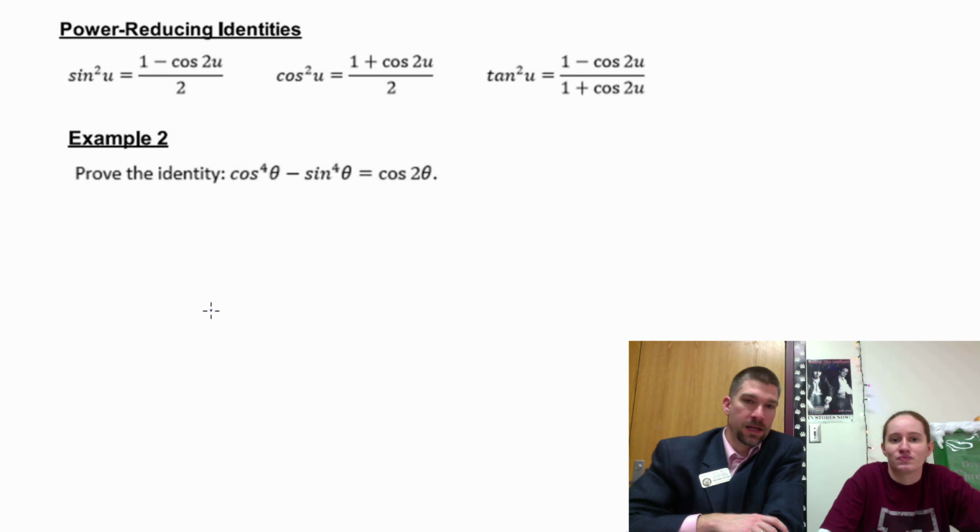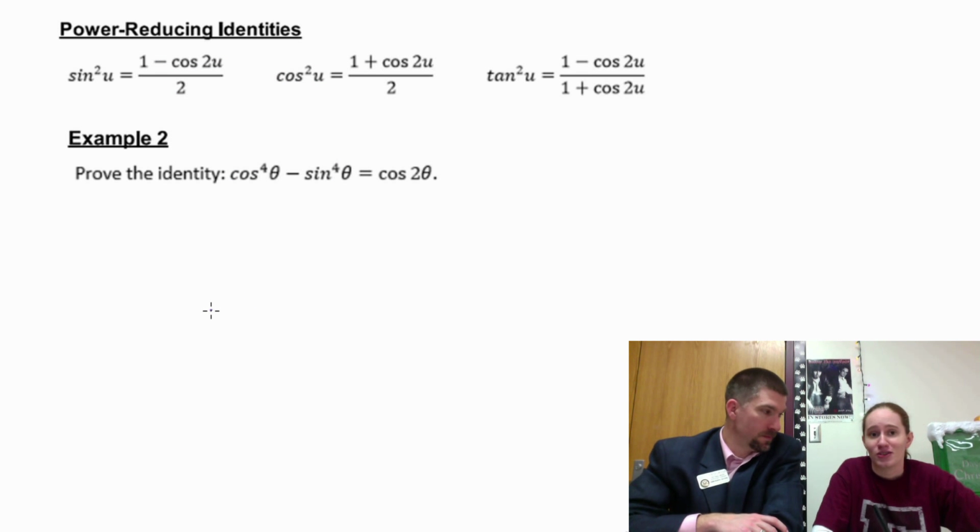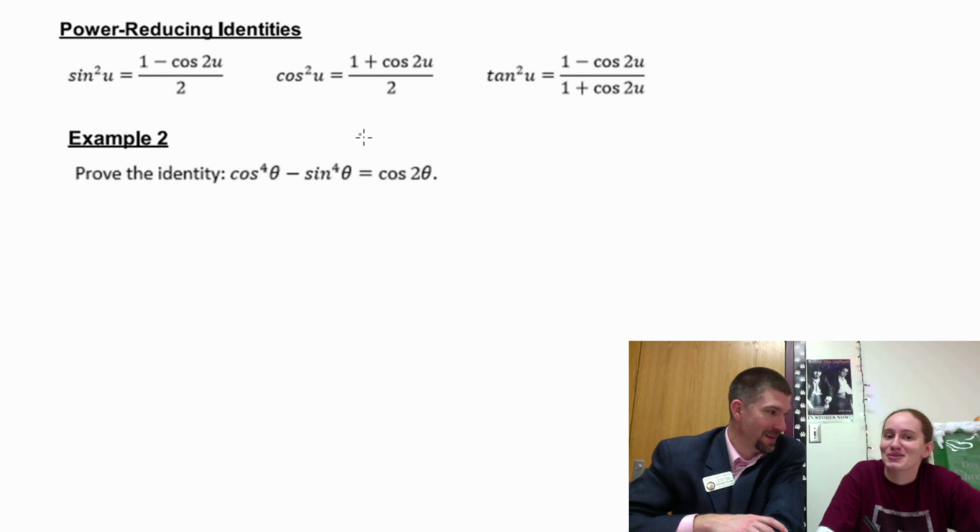Power reducing identities. Now, if you're a superhero, you would not want to tangle with the power reducing identities. Why not, Mrs. Stevenson? Because they would reduce your powers as a superhero.